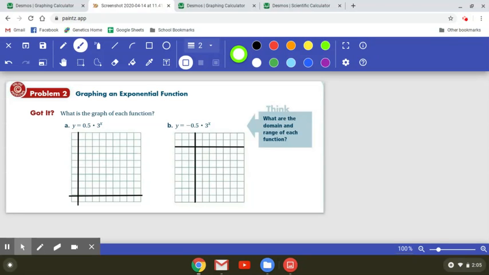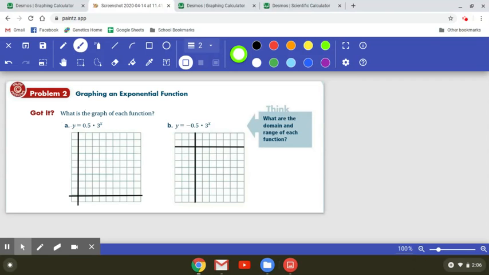Okay, so this is IM1. We're in lesson 5-2, and I am looking at problem 2, graphing an exponential function. So the question is, what is the graph of each of these functions? Well, this is distance learning, so I can go ahead and just use my Desmos graphing calculator.